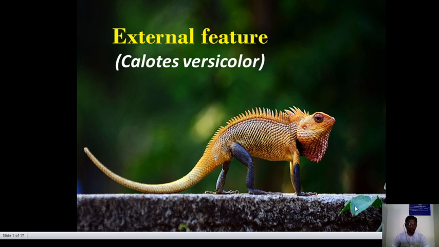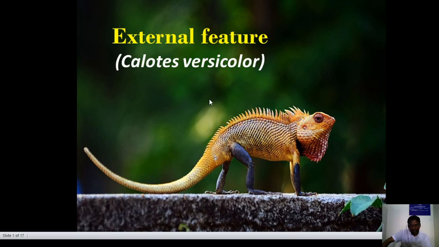We already started the reptiles. In the last video lecture, we already discussed the general features or external features of reptiles. Now, in the class Reptilia, we will study in detail the animal Calotes versicolor. It is commonly called the garden lizard.